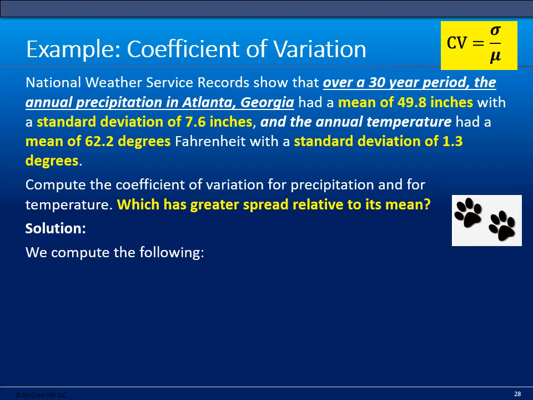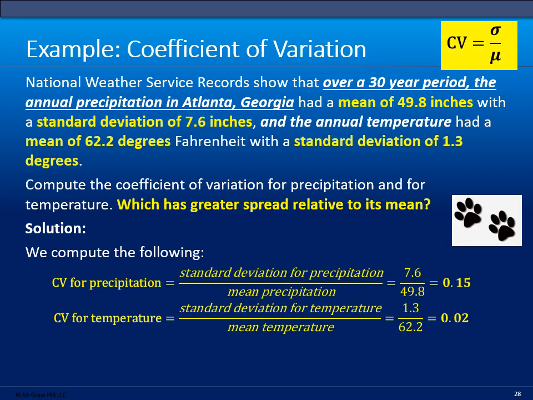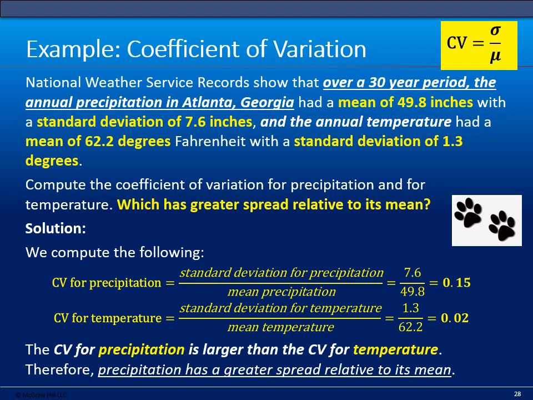Again, hit pause. These are simple calculations. You should definitely try these while watching this video. It shouldn't take long. All right. So again, we're taking the standard deviation for precipitation, 7.6, divided by the average, 49.8, and we get 0.15. We do the same for temperature, standard deviation divided by the average, and get 0.02. So we can see here that the coefficient of variation is larger for precipitation than it is for temperature.